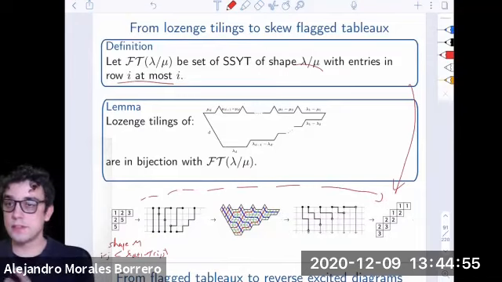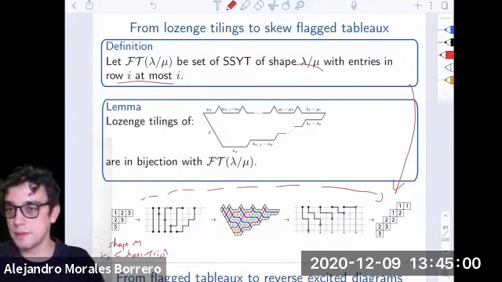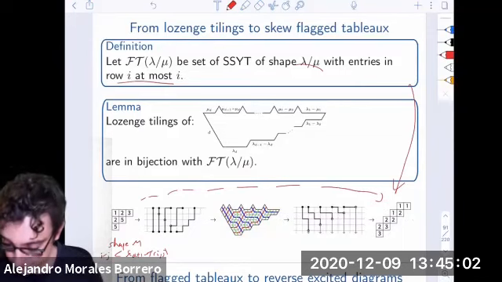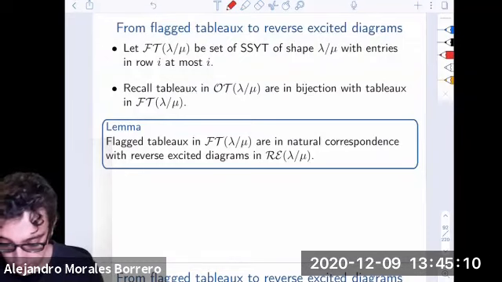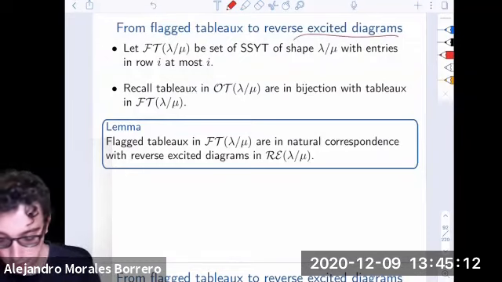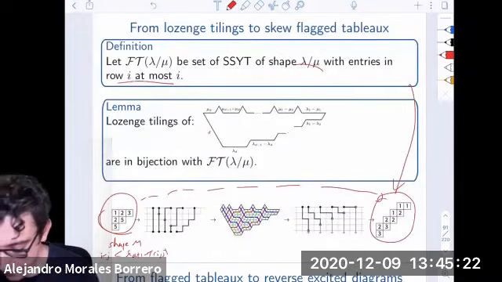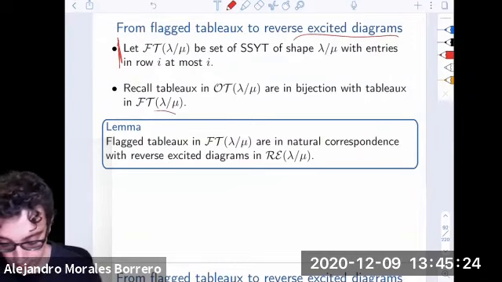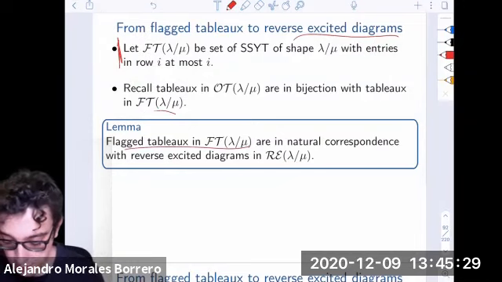So you get to this Lawson styling that has 3 paths, and you interpret one path for something and the other paths for the other thing. Okay, so let's move on to get to the excited diagrams, the reverse excited diagrams. Here is a definition of the flag tableau again, and from the thing before, we had that Okounkov-Olshanski tableaux are in bijection with these flag tableaux. So finally, flag tableaux of skew shape are in natural correspondence with reverse excited diagrams.